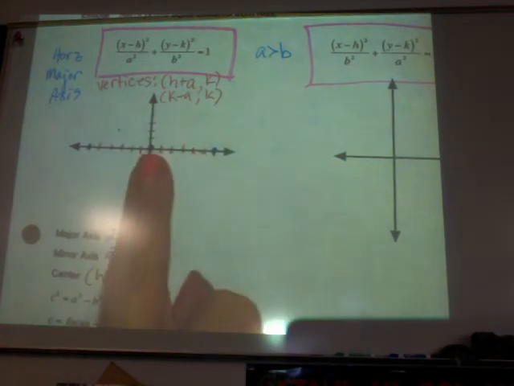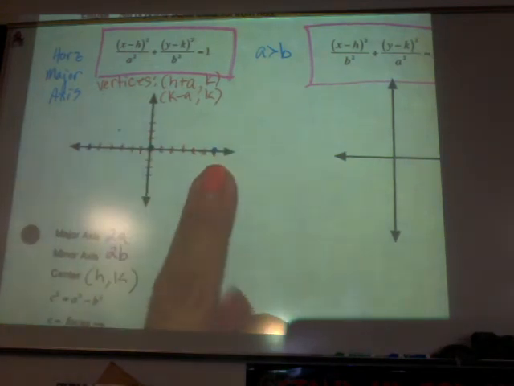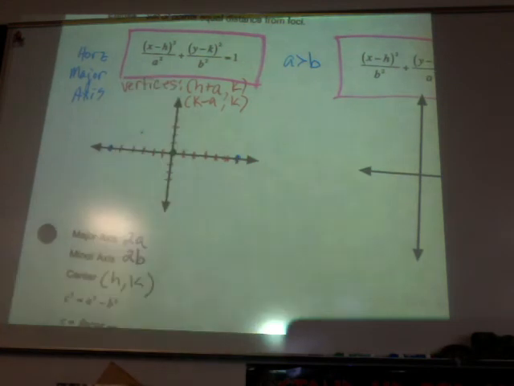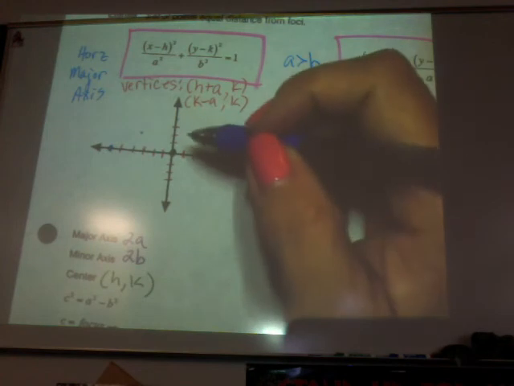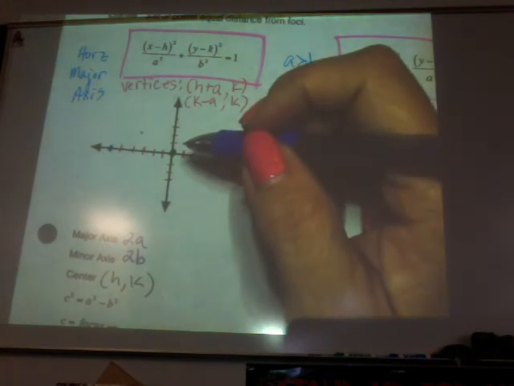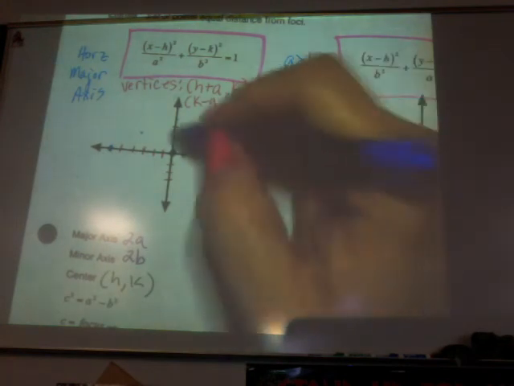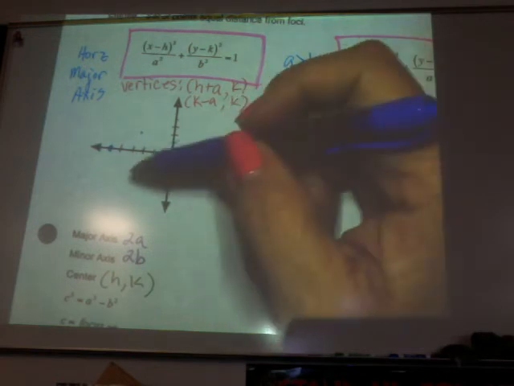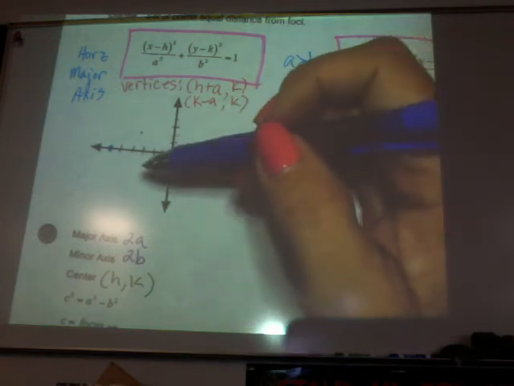So if the distance from the center out to one vertex is 6, what is a squared going to be? 36. And then I also call these vertices, but if you're asked to find all 4 vertices, then you're going to include these as part of the 4. Otherwise, if they just ask you to find vertices, they're probably only looking for 2. If you give me all 4, that's fine. So if you want to be on the safe side, give me all 4.